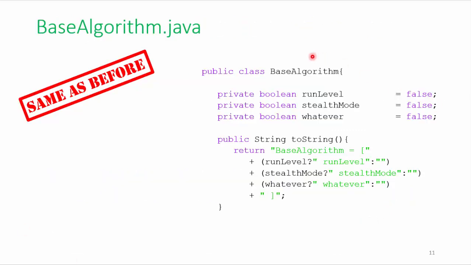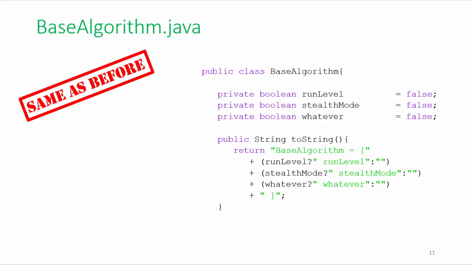So let's take a look at the code. Let's see how we can modify our Bayes version of the code to do this. So let's start with BayesAlgorithm.java. The first part of BayesAlgorithm.java is going to be exactly the same. Here are our 3 attributes that we defined, 3 Boolean attributes initialized to false. Here is our toString method. Nothing has been changed yet.